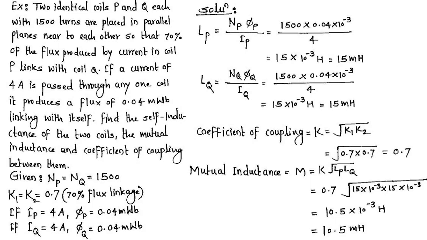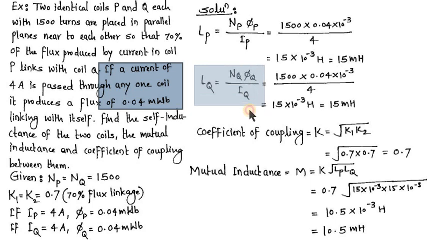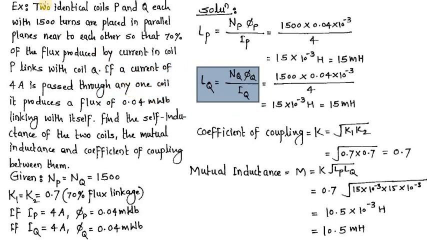So see, this was quite a simple numerical where you were supposed to find out self-inductance of the two coils, coefficient of coupling between the two coils, and mutual inductance of this arrangement. And for this the data given was supposed to be understood properly. Had you not been able to understand this given thing from this statement, you wouldn't have been able to calculate LQ. So to calculate LQ, it was necessary that you should have focused on the word identical.